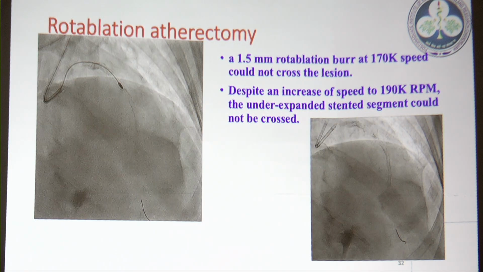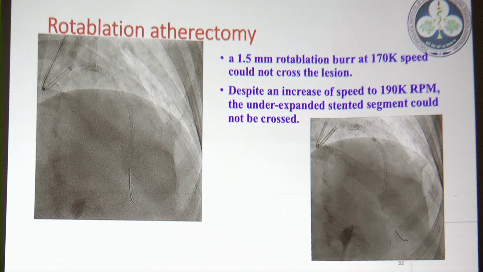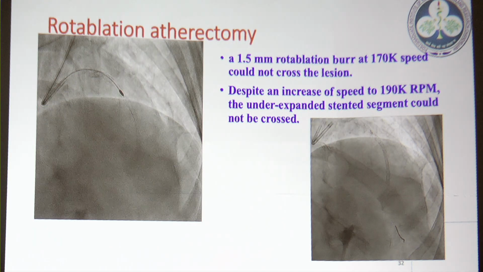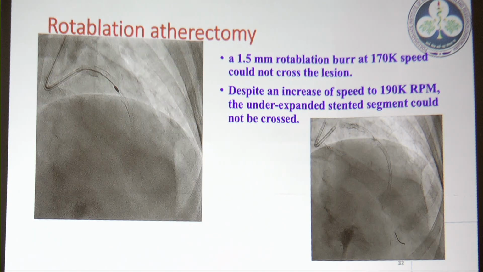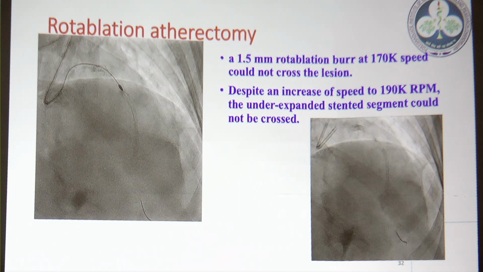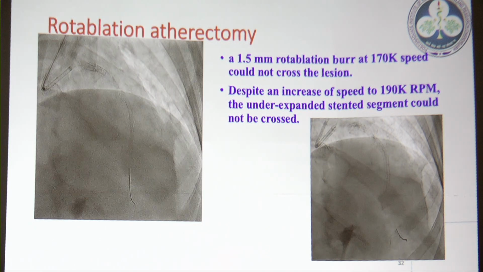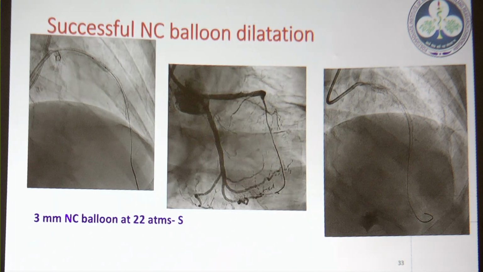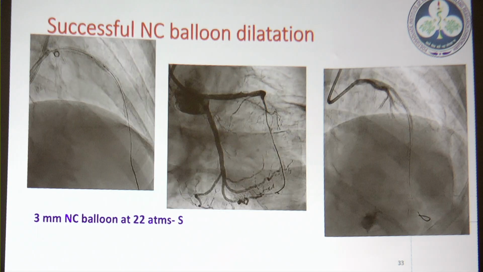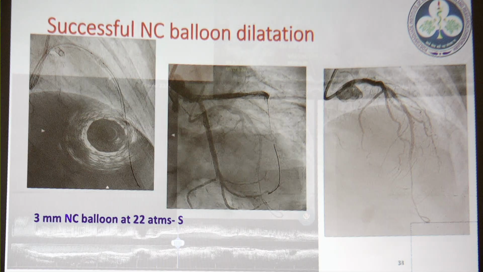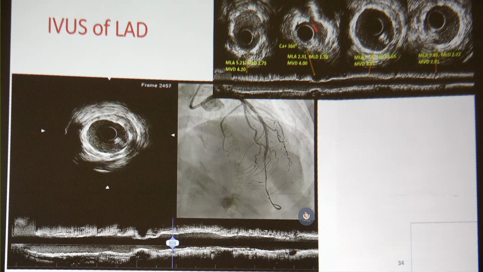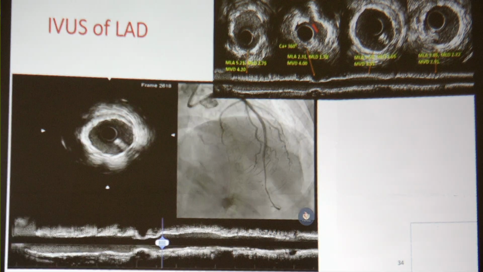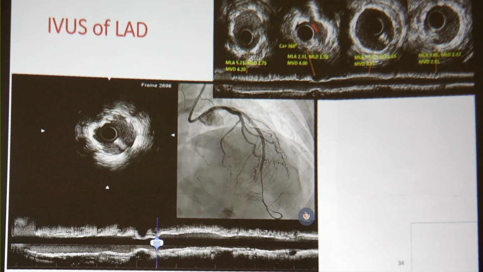And this is the baseline cine prior to rotablation, and you can very well appreciate after the rotablation, there is a difference between the two. So to a certain extent, we could ablate the stent structure at this particular point, and thereafter we were able to have a dilatation with the NC balloon. And this is the IVUS across the LAD, this particular point which is under expanded. You can appreciate there is a calcium arc over here, which is 360 degrees.